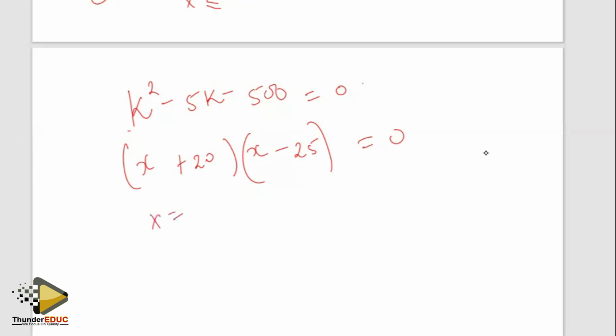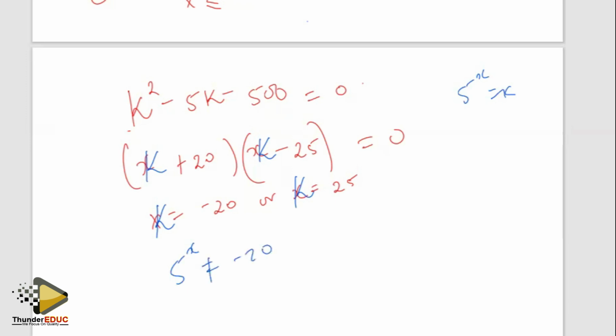Yeah, so it means k can be negative 20 or k can be 25, but then where are we getting x from? Remember we said it's a k. All right, then if we do the substitution, remember we said 5 to the x is a k. So 5 to the x can never give us a negative 20. We can never have exponents that give us a negative answer. Okay, then 5 to the x is equal to 25, which means 5 to the x is the same as 5 squared. Drop the bases, which means x is a 2. In this case, we don't need to test.